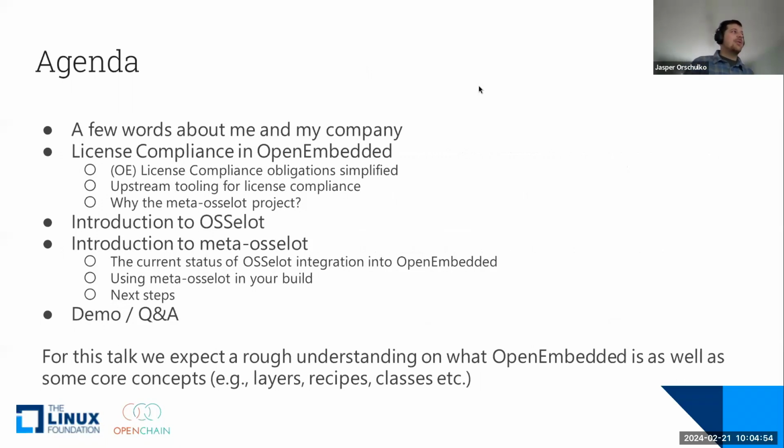So what are we going to talk about today? First, I'm going to lose a few words about me and my company. Don't worry, it's not going to be too long. Then we're going to have a rough overview of how license compliance in OpenEmbedded should look like, or what the obligations actually are. We're going to have a look at the upstream tooling that comes with the OpenEmbedded project in regard to license compliance. And then as a result, why we thought that the meta-osselot project is necessary.